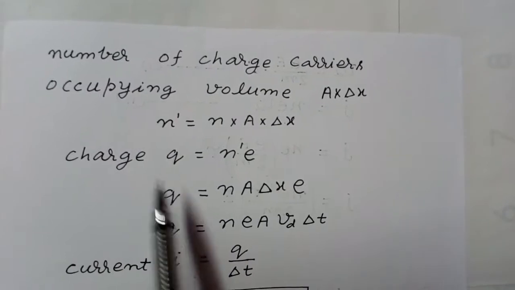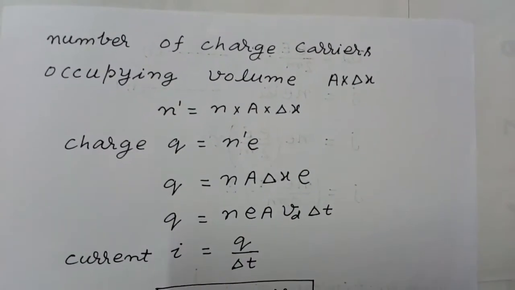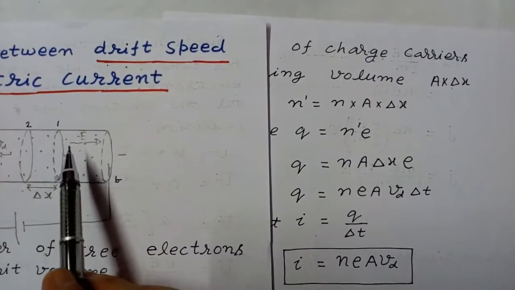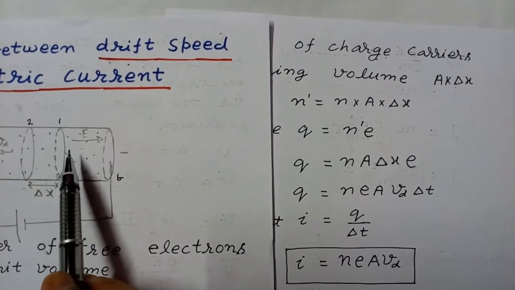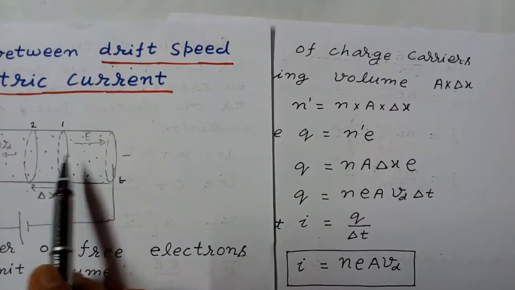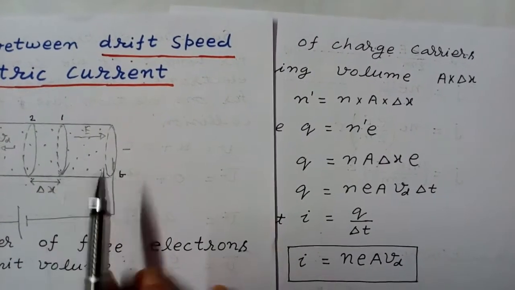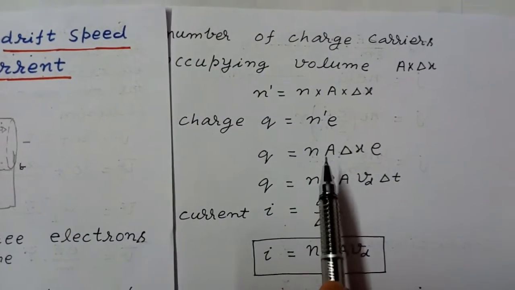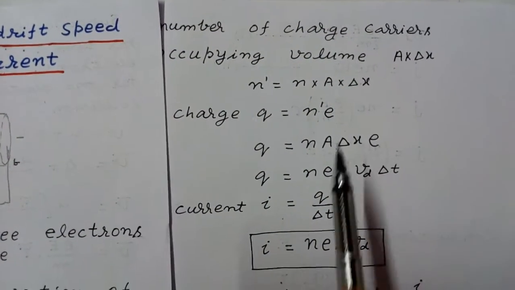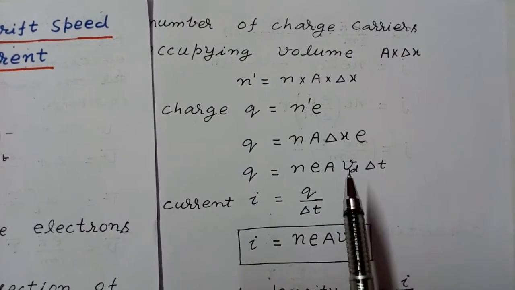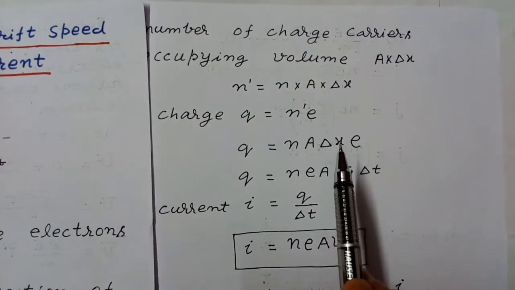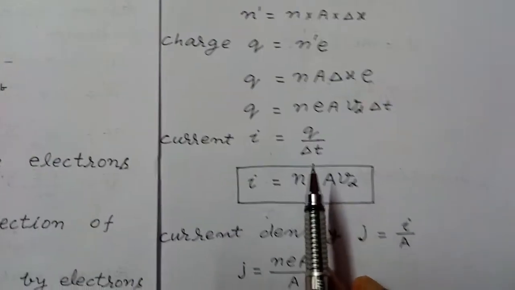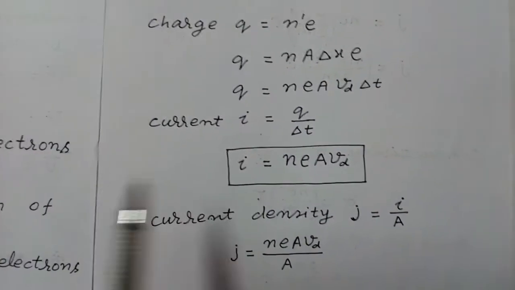Now this is the number of free electrons which cross cross section number 1 in time delta t. So the charge passing through this cross section in delta t time, this charge q, is equal to n dash into e. So q is equal to n into A into delta x into e. So q is equal to n into A into Vd into delta t, because in place of delta x we know that delta x is equal to Vd into delta t. So current I is equal to q upon delta t. So this I is equal to neA Vd.